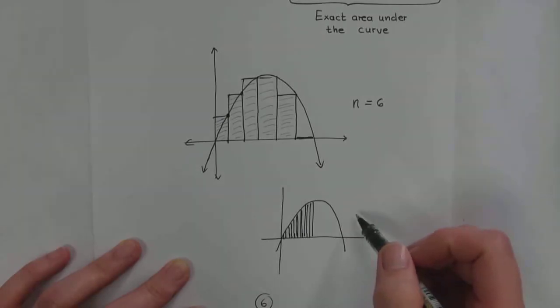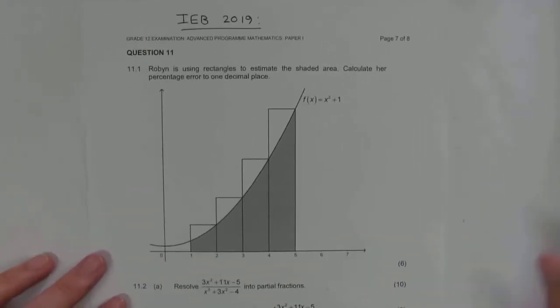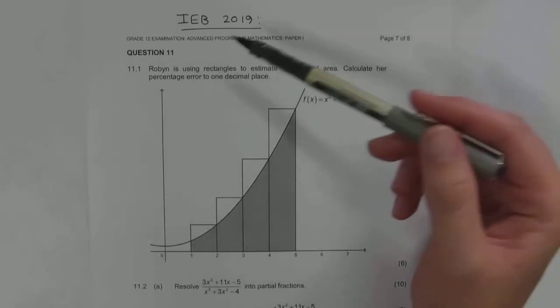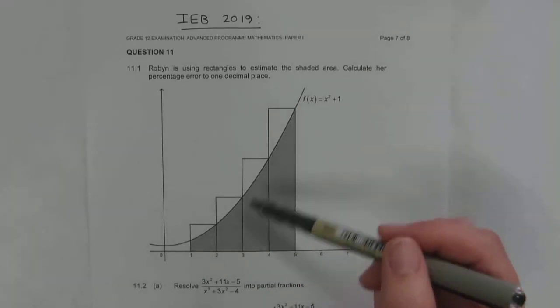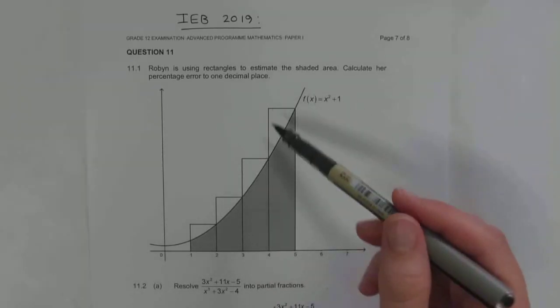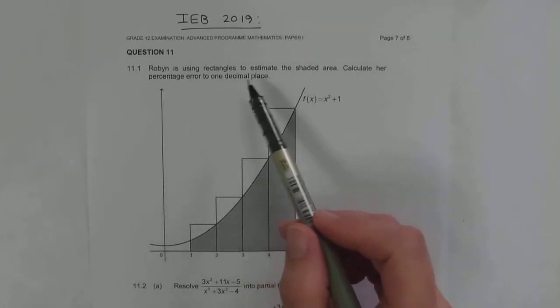So there's obviously then going to be a percentage error in the measurement. And this is what they asked in the IB 2019 paper. In question 11, Robin is using rectangles to estimate the shaded area. The shaded area is the exact area. But obviously these rectangles, if I add them together, you'll see I'm getting way more area than I'm supposed to get. Now they ask, calculate the percentage error to 1 decimal place.